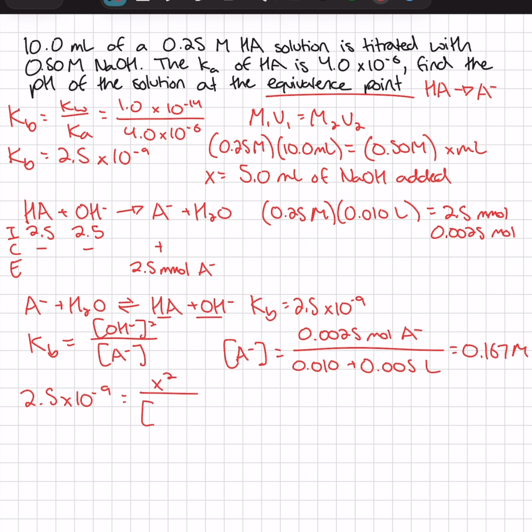we can find that the concentration of OH minus in the solution is 2.0 times 10 to the negative 5. And we can't just take the negative log of this right now because that would give us pOH. So we have to do 14 minus the pOH, which is 14 plus log of this. And that will give us 9.31, which is the final answer, the pH at the equivalence point.